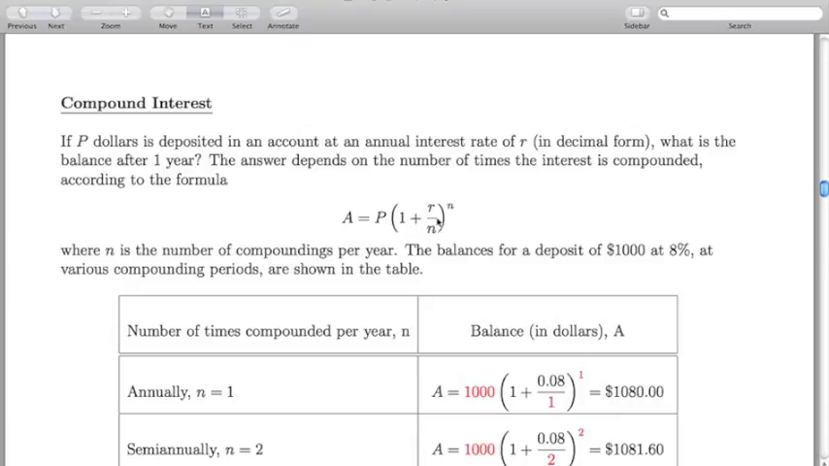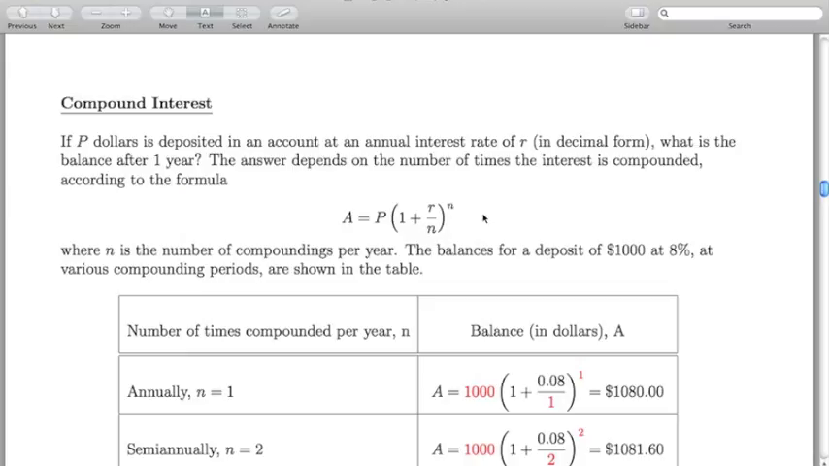So you have that first part, but then if you compound the interest more than one time a year, that's where this numerator, this exponent is coming from. Again, n is the number of compoundings per year. So again, the initial amount deposited was our P. The interest rate in decimal form, we're calling it r. The number of compounds per year is our n.